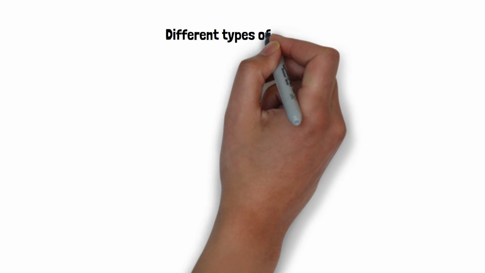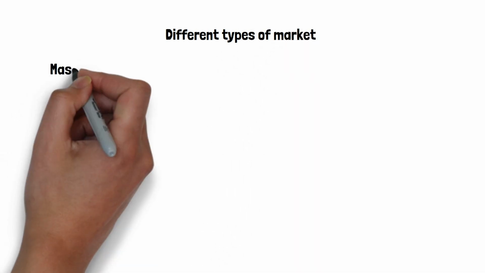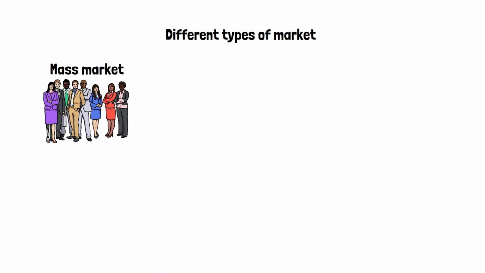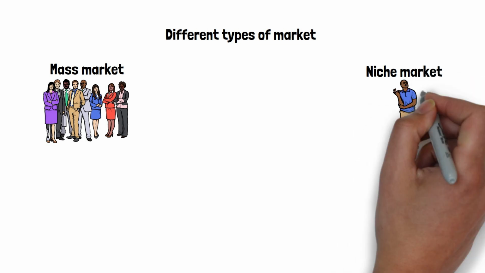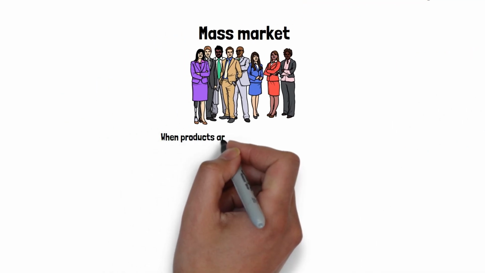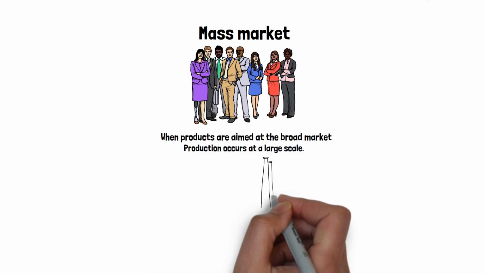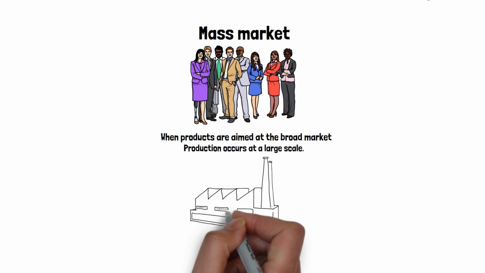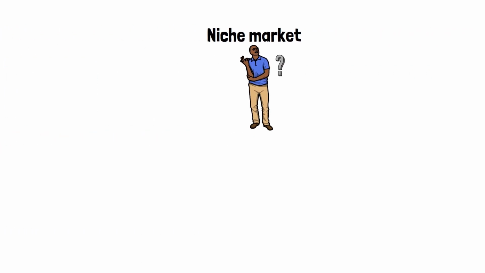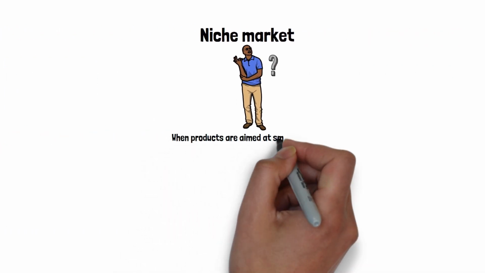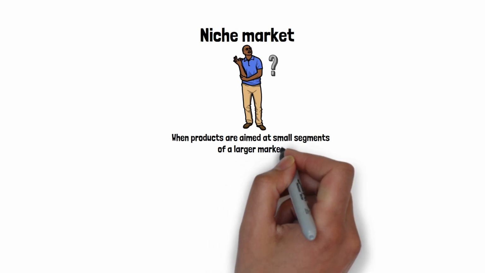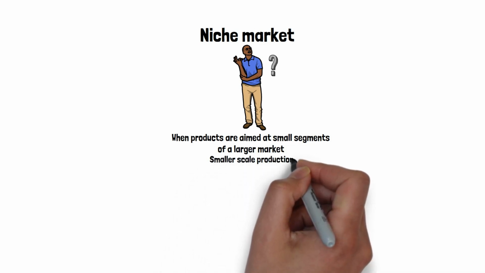So now we know what a market is, let's look at the different types of market. We have a mass market, and we have a niche market. In mass markets, products are aimed at broad market segments, and production occurs at a large scale. However, in niche markets, products are aimed at smaller segments of larger markets, and production occurs at a much smaller scale.